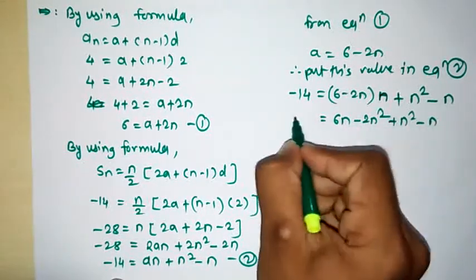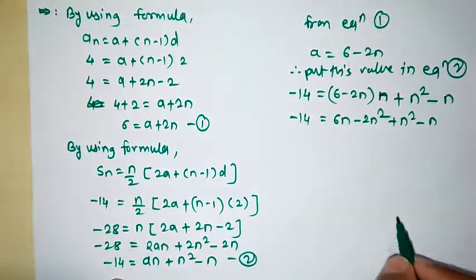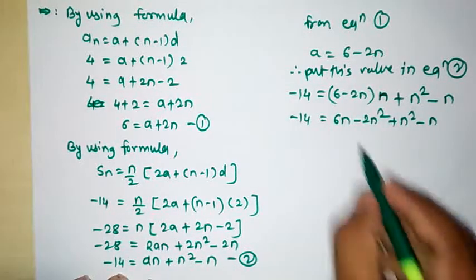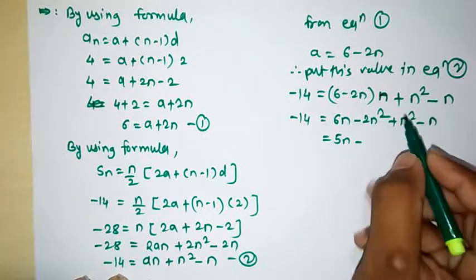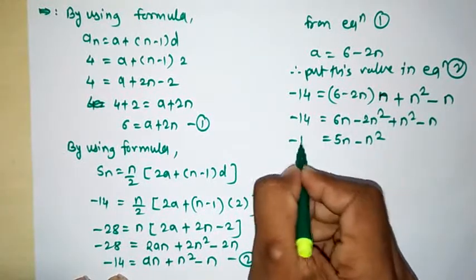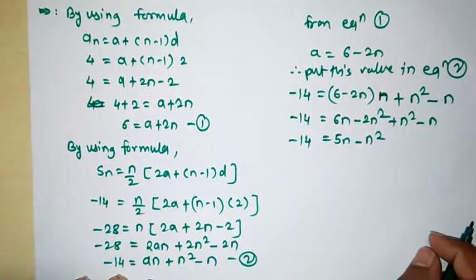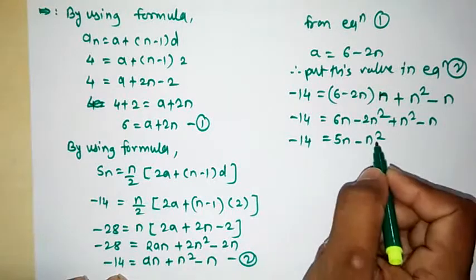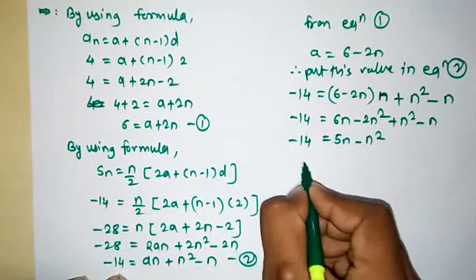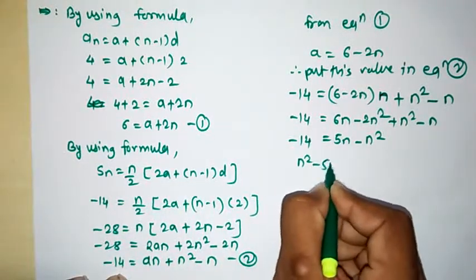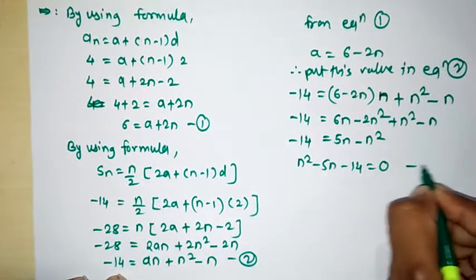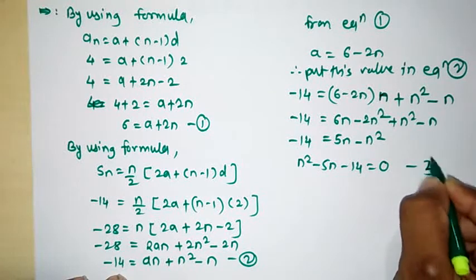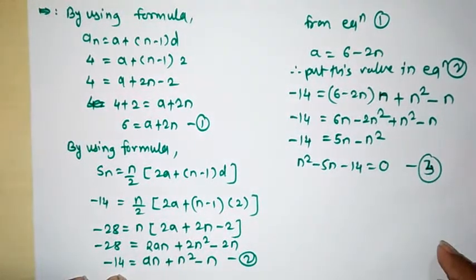6n minus n is equal to how much? 6n minus n is 5n, and minus 2n square plus n square will become minus n square, which is equal to minus 14. Now here we got a quadratic equation. Now send all terms towards the left hand side. It will become n square minus 5n minus 14 is equal to 0. This is equation number 3, the quadratic equation.